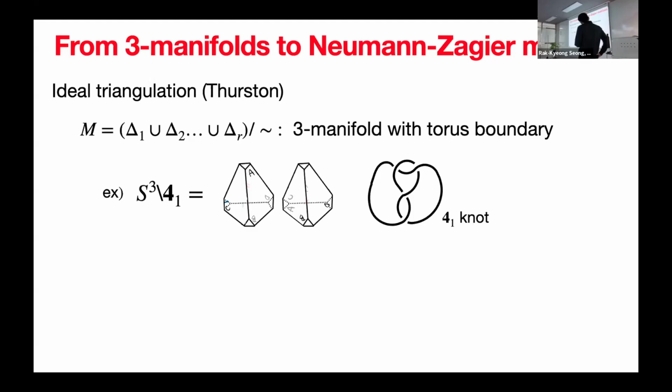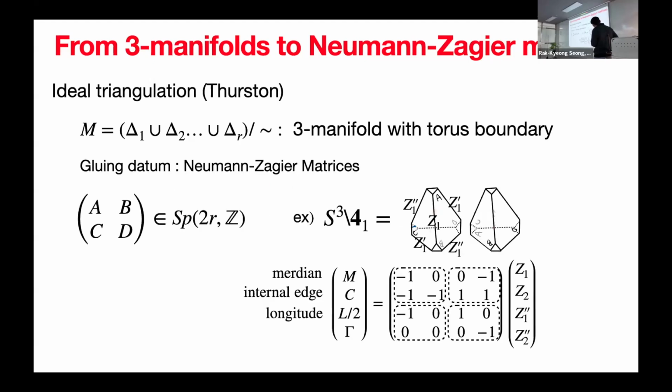So generally, if we have some knot complement 3-manifold, we can decompose it into ideal tetrahedra, and this gluing data will determine the topology of the 3-manifold. Another ingredient we need, a very non-trivial result, is that Neumann and Zagier found that this gluing data has very nice symplectic structure. In the gluing equations, the gluing data has some nice symplectic structure.